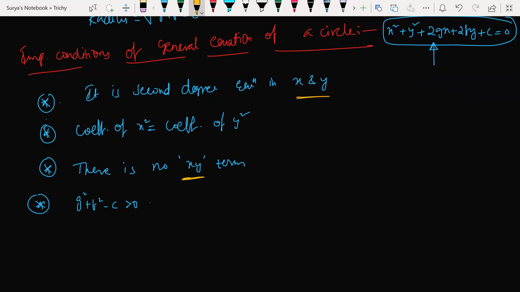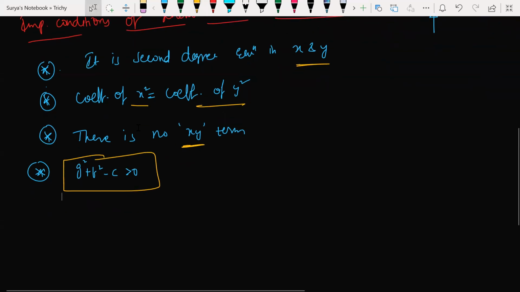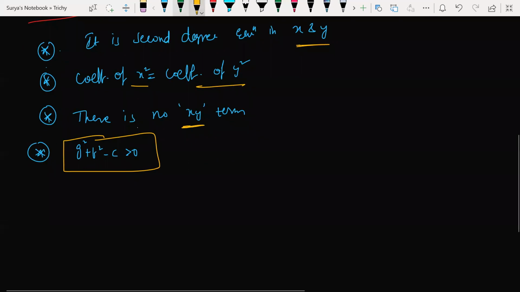All right. So here the coefficient of x square should be equal to the coefficient of y square, and the radius should be greater than 0. Okay. Now radius can't be equal to 0, and radius can't be less than 0. And Adesha, you have just wonderfully explained that. So why can't it be less than 0? Why can't it be equal to 0?